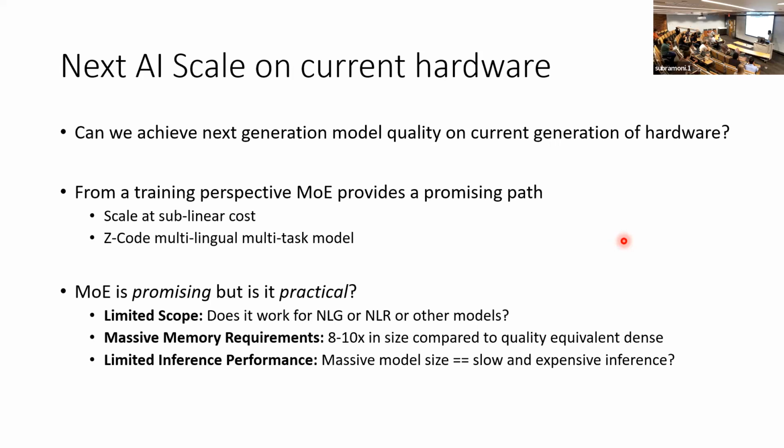It was limited in scope. No one had known how you can use a ChatGPT-style or GPT-style model. It was mostly BERT models or encoder-decoder translation models that were using MOE. So that was the initial work. Then Switch Transformer changed it. There are massive memory requirements. So if it's 10x larger than a quality-equivalent dense model, how are you going to do inference? Massive model size, it's going to be slow.